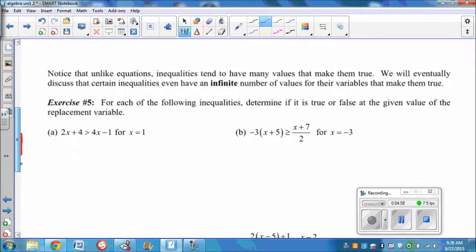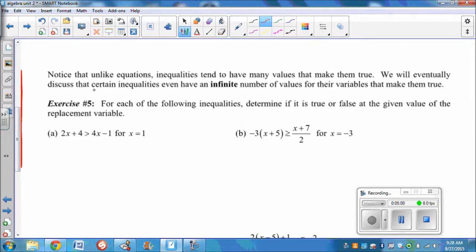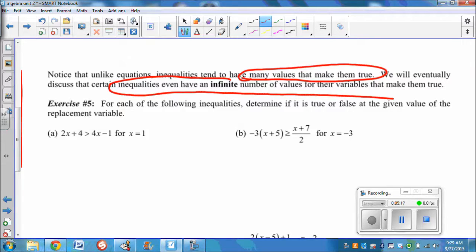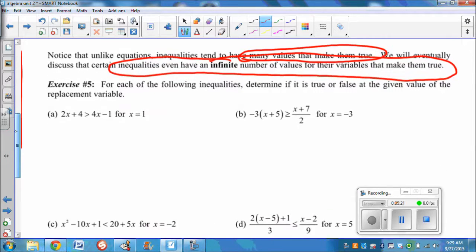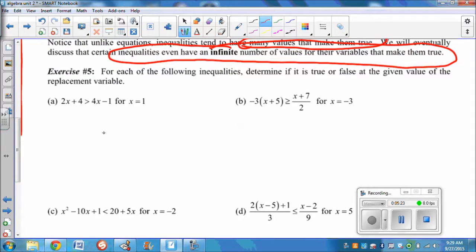Notice that unlike equations, inequalities tend to have many values that make them true. We just tested one that was true and one that was false, but we'll discuss later that inequalities have an infinite number of values that make them true, which is kind of cool. Whereas a linear equation has just one solution that makes it true.